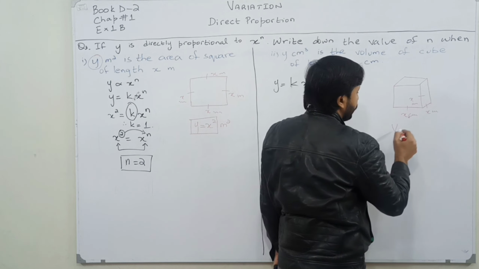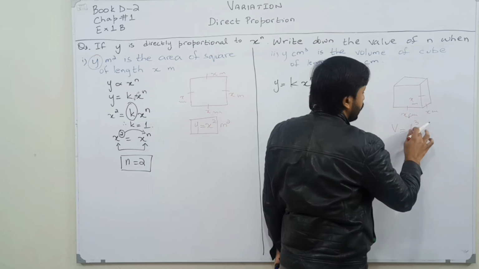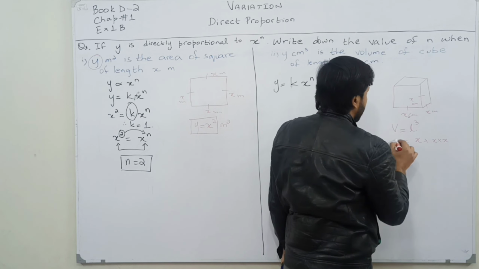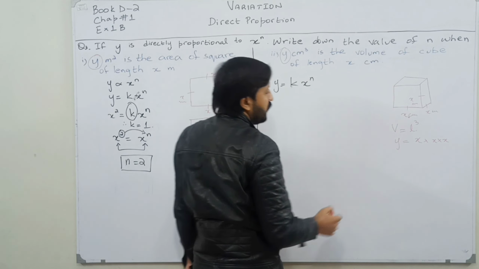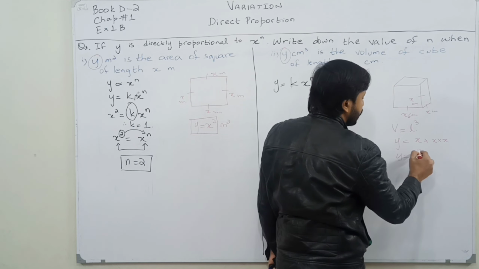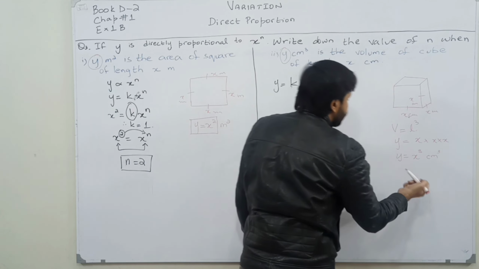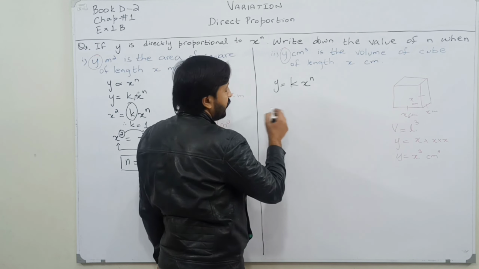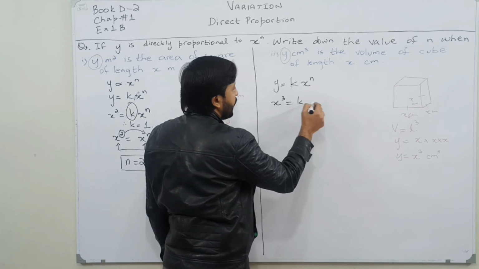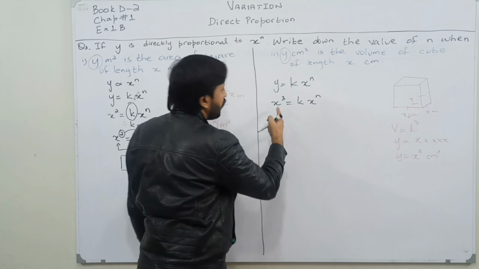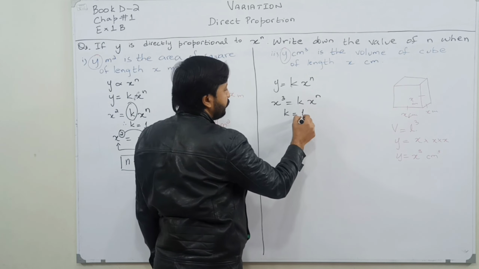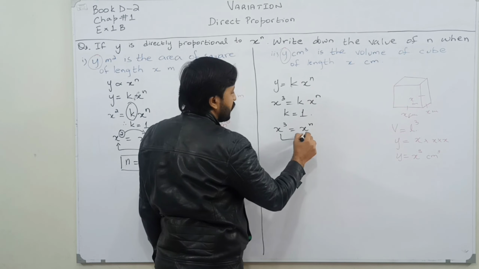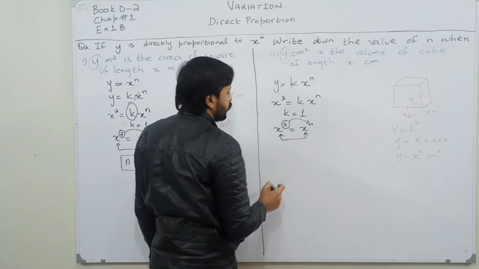So the volume will be V equals L cube, so it will be x multiplied by x multiplied by x, and the volume we are given as y. So y is equal to x cube centimeter cube. Now substitute the value of y in this equation. So y, which is x cube, will be equal to kx to the power n. Now again consider this k as 1 for the generalized case. So x cube will be equal to x to the power n. So x is equal to x and n is equal to 3.